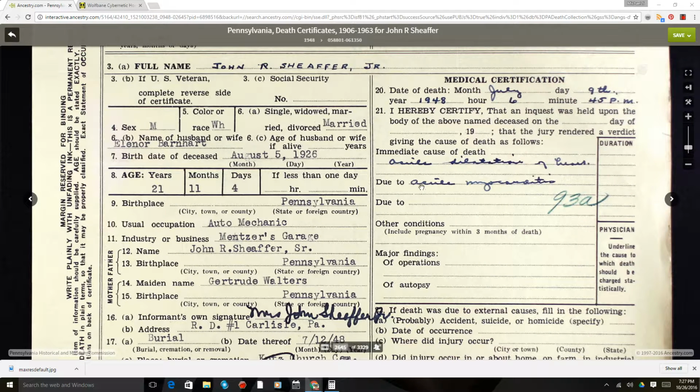Well, both these words seem to be acute. That looks to be dilation, and that's myocarditis. So one of the causes was acute myocarditis. I'm fairly positive that that's what that is. There's two T's there. That would be dilation. See, this is where, and it looks like to be heart.